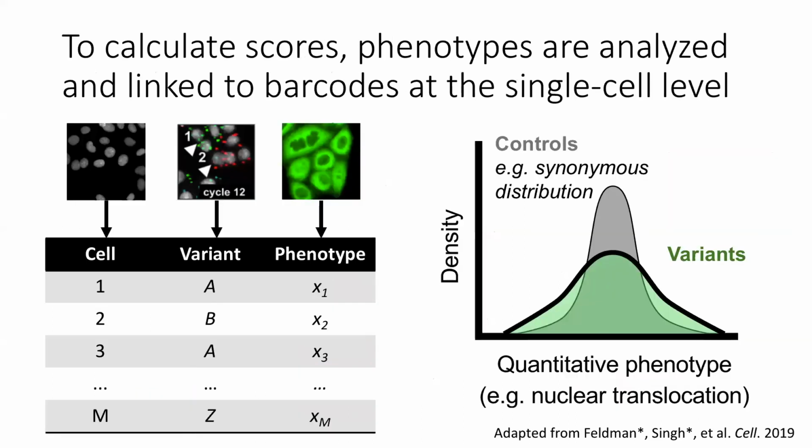And then the analysis is a little bit tricky, but basically you have your segmentation pipeline that gives you a list of cells. You have your variant that you've read out using your barcode. And then you have some sort of cellular phenotype that you've also measured and scored. And what they did in their paper is they essentially took some controls, which in our case would be like a synonymous distribution of variants. And then they had their quantitative phenotype, which in this case was nuclear translocation. And they then looked for variants that were significantly outside of that distribution of controls and scored those using kind of how far outside of that distribution they were.